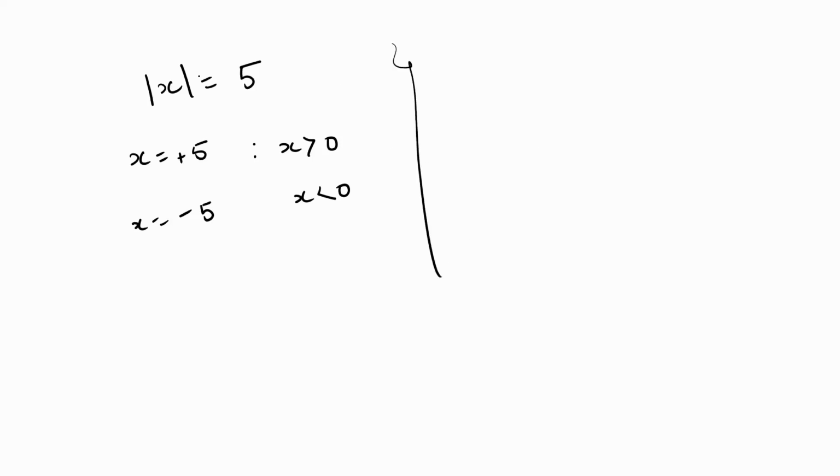So what is mod basically? If you have mod x equal to let's say 5, okay, so हम लोग क्या बोलेंगे, x equal to plus 5 if x is greater than 0, x equal to minus 5 if x is less than 0. अब ये क्या है ये समझो. अब हम अभी बोले मॉड के अंदर वाली वैल्यू क्या है, एक पॉजिटिव नंबर है ना.